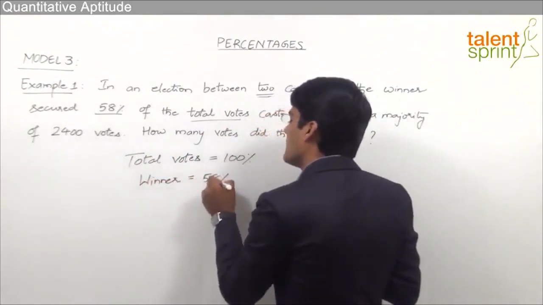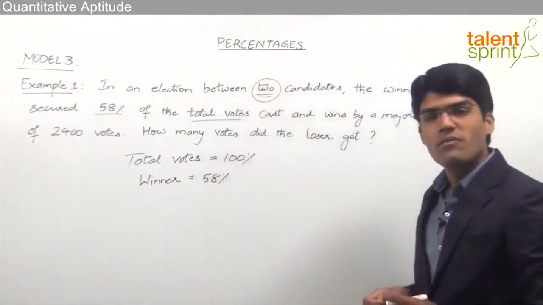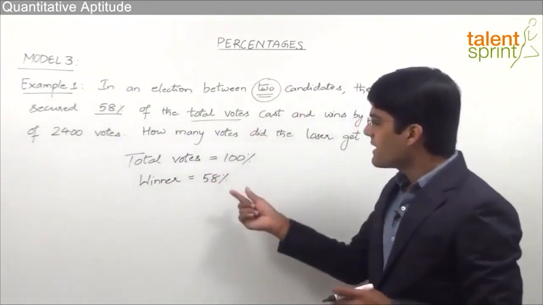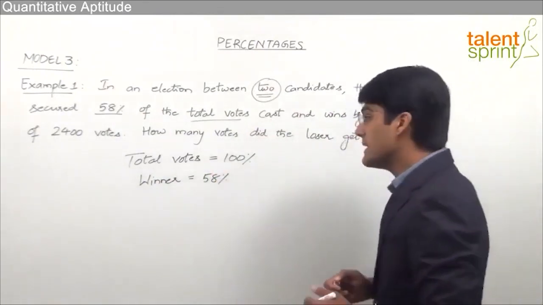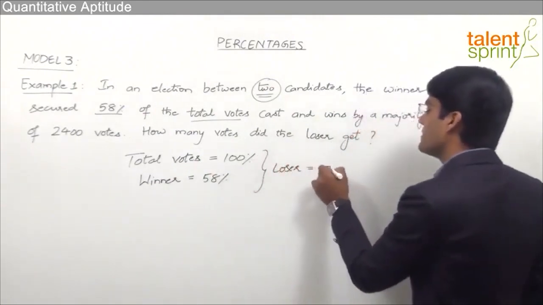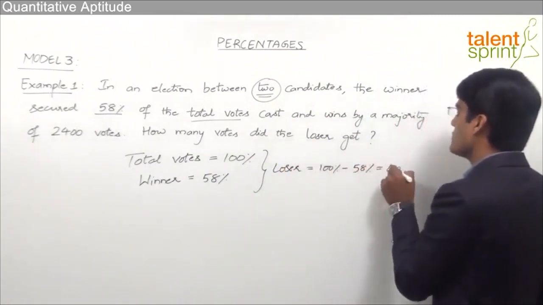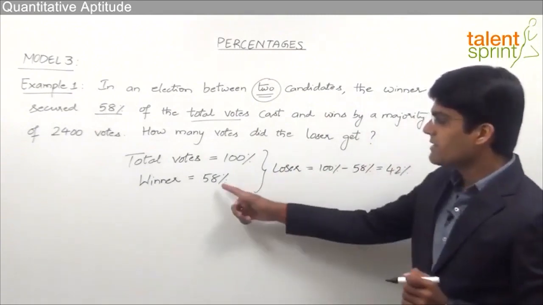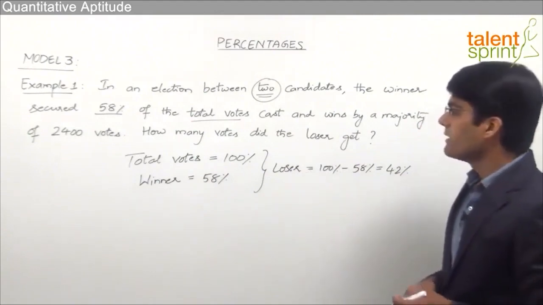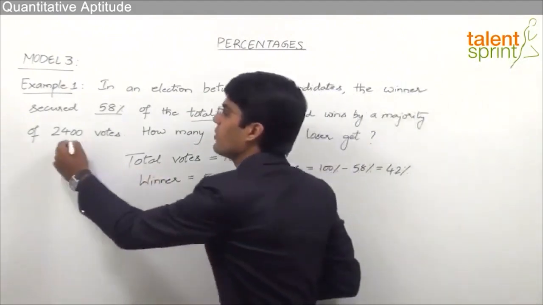58% of the votes. Now the most important point here is that the election is between two candidates. So it is obvious that each of the votes will either go to the winner or the loser. Now since the winner has got 58% of the votes, it is very clear that the loser will be getting the remaining percent of votes. That is 100% total number of votes minus the winner's percentage, which is equal to 42%. So 58% has been obtained by winner and remaining 42% has been obtained by the loser. The next part of the question says the person wins by a majority of 2,400 votes.